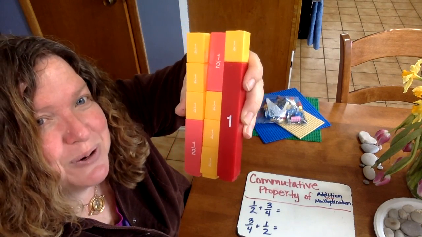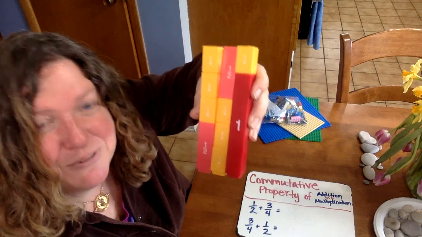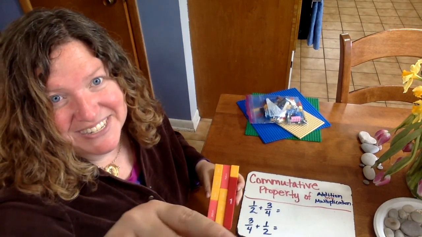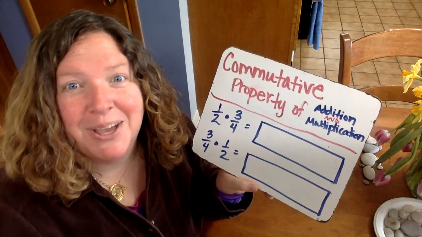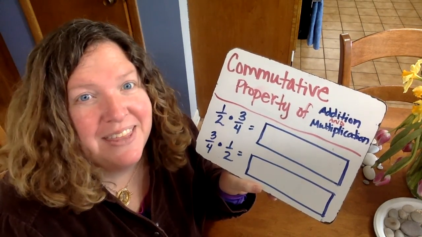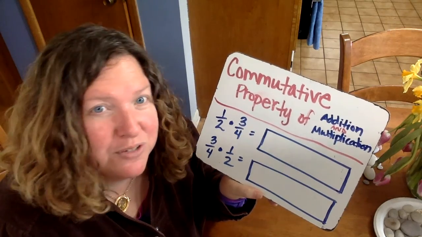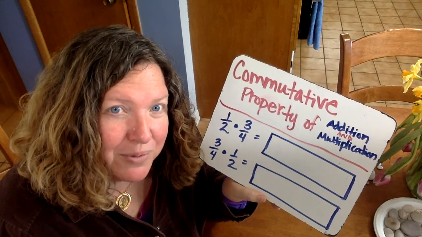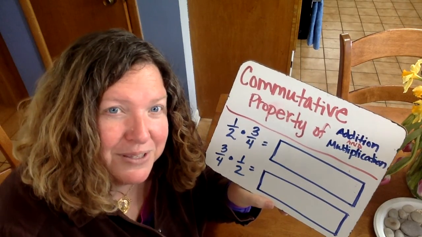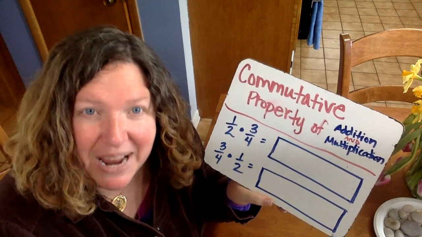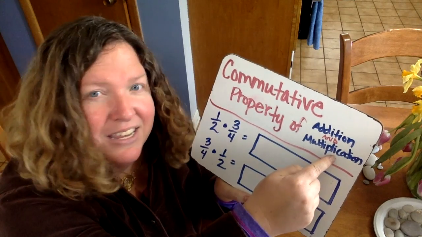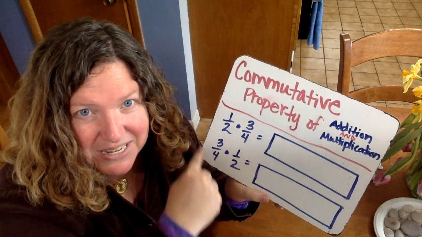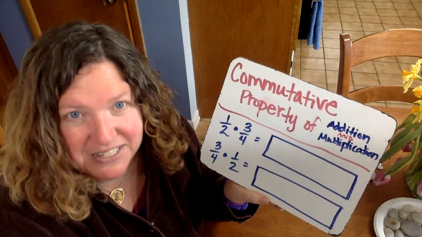Let's see if this works with fractions. Let's see if the commutative property of multiplication also works. All right, we know that the commutative property of addition works for whole numbers. We know the commutative property of multiplication works for whole numbers. We just proved that the commutative property of addition works for fractions. Let's see if the commutative property of multiplication works for fractions.